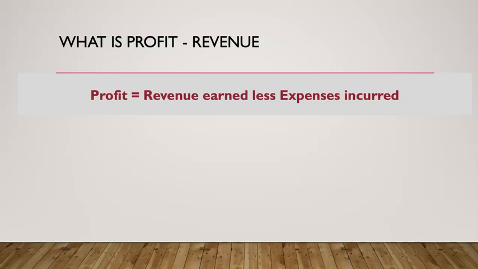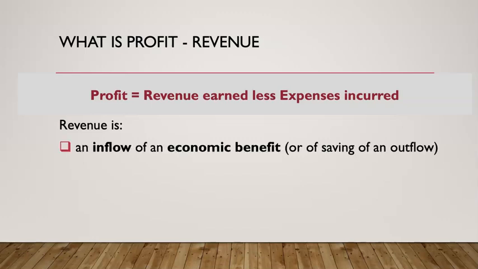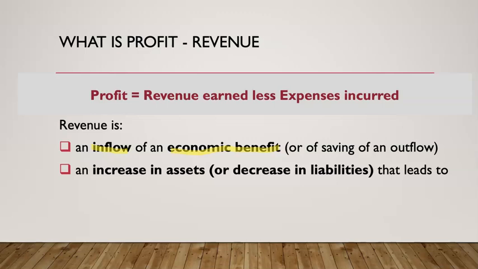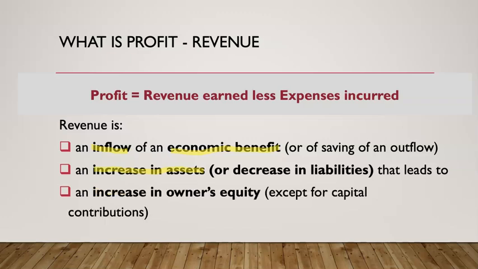What is the test for revenue? You must tick off 3 things. All 3 must be ticked off. It must be an inflow of an economic benefit. So for example, an inflow of cash, but not all inflows of cash are revenue, because it must also result in an increase in assets. So it must be due to, for example, a sale, which is an inflow of an economic benefit that increases an asset, either cash or accounts receivable, that importantly results in an increase in owner's equity.